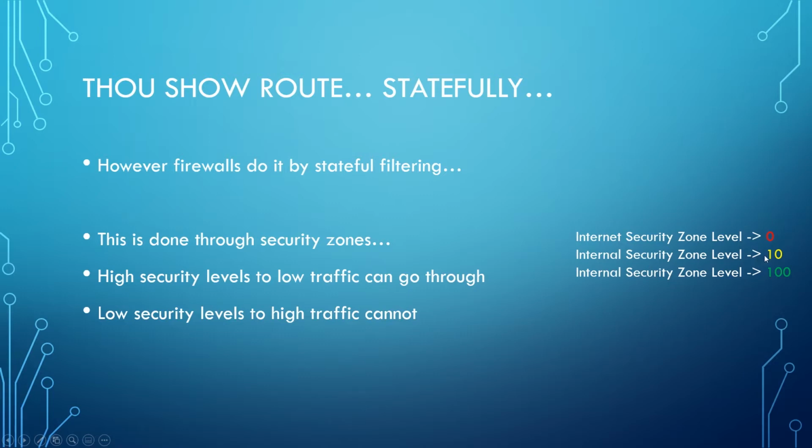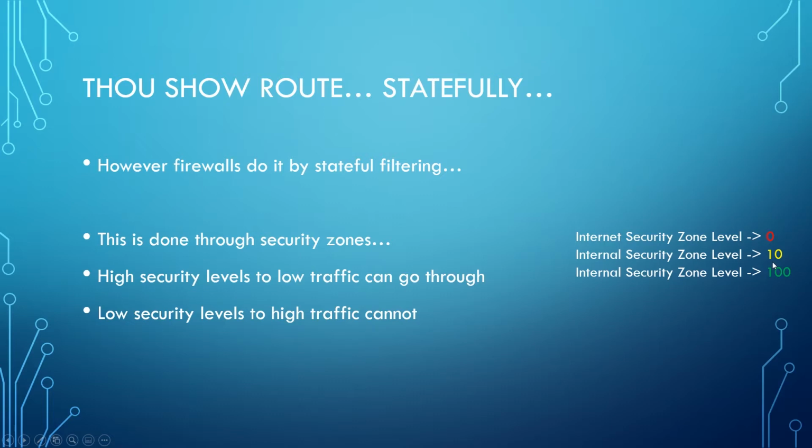Now, if you have like security zone 10, let's say you have PoE telephones on this security zone, they will be able to talk from here to the internet, but the internet cannot talk directly to the phones on the zone because high security levels to low traffic can go through, meaning the higher the number, the traffic can go this way, but the traffic cannot come back up this way.